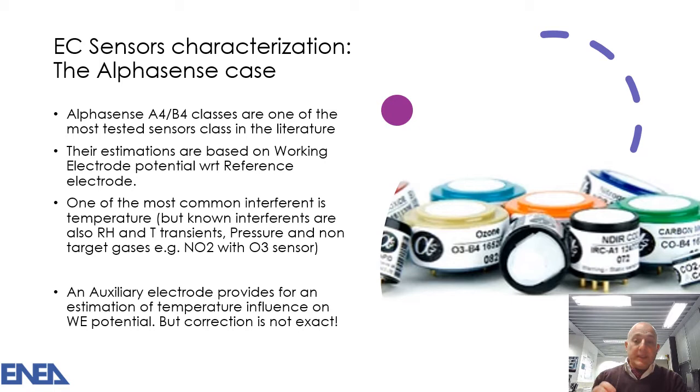Usually, but especially in the case of the Alphasense sensors, an auxiliary electrode provides an estimation of the temperature influence on the working electrode potential, which is good because we may use it to partially correct the influence of temperature on the working electrode potential. So we know that temperature elicits a response on the working electrode even if the target gas is not present, and we may use the reading from this auxiliary electrode, which is screened from the presence of the target gases and the atmosphere in general, and we use the influence of temperature on the potential of this auxiliary electrode to correct for the influence of temperature on the working electrode.